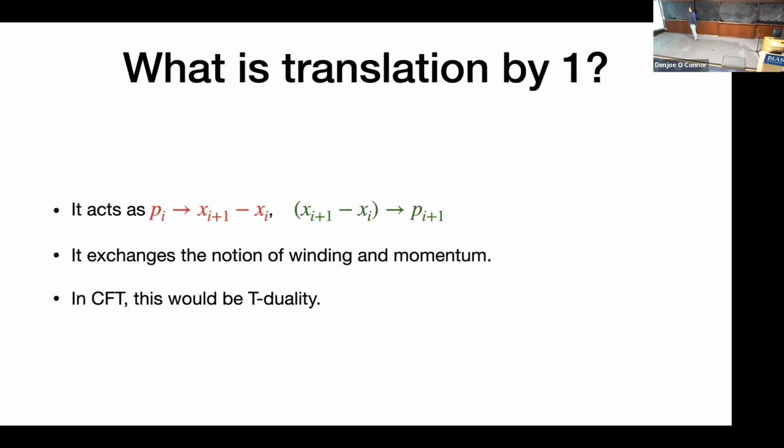And then what is translation by one? It sends p to the difference of the x's, and the difference of the x's to the next p. So it exchanges the notion of what we call winding and the notion of what we call momentum. And you go to a continuum theory and you change winding and momentum. This is what we call T-duality in a c equals one theory. So the idea is that this system, built this way, secretly is doing something about T-duality as a symmetry.